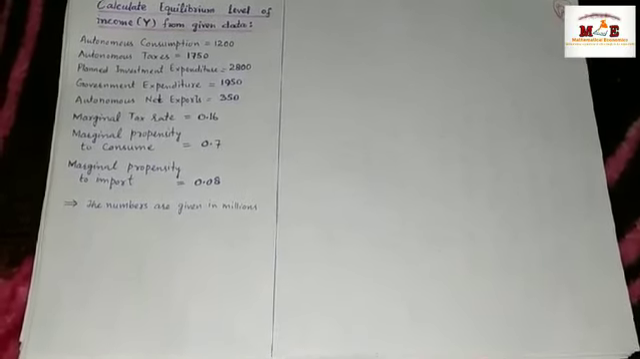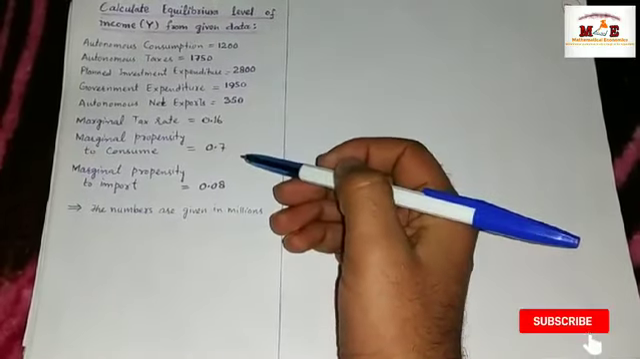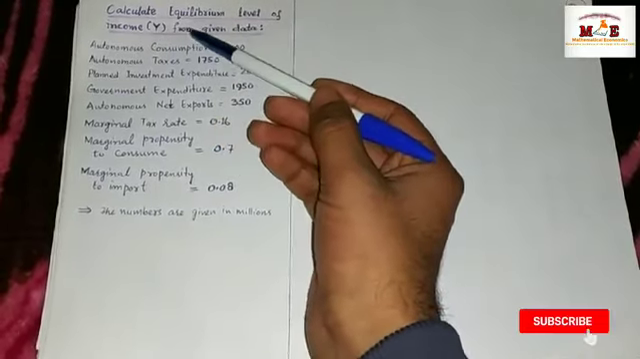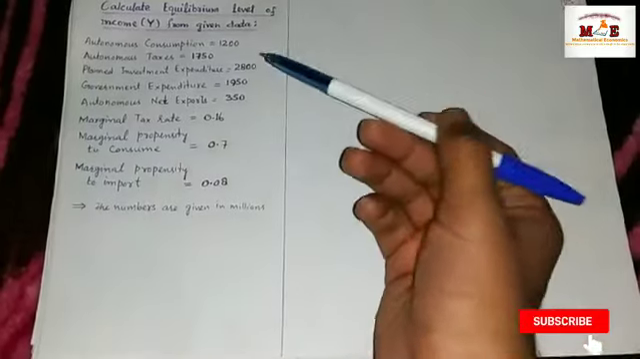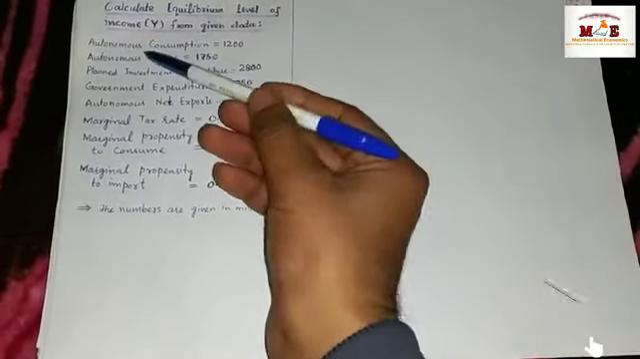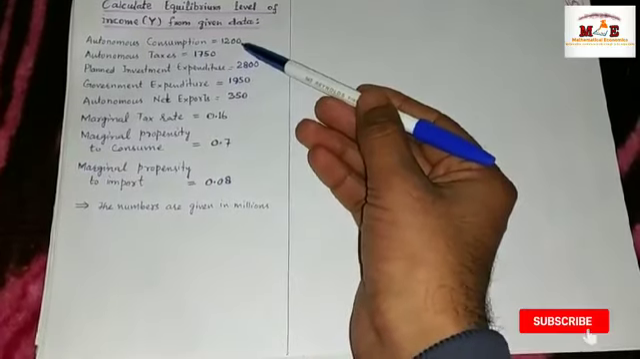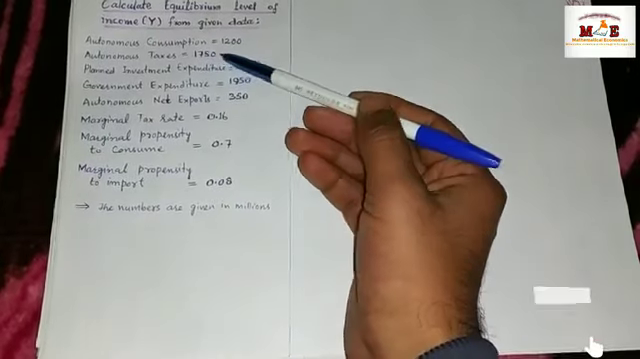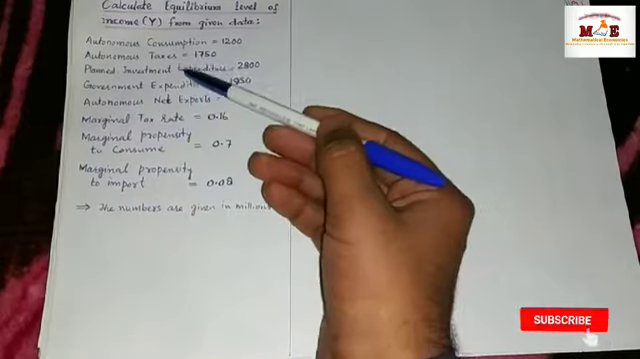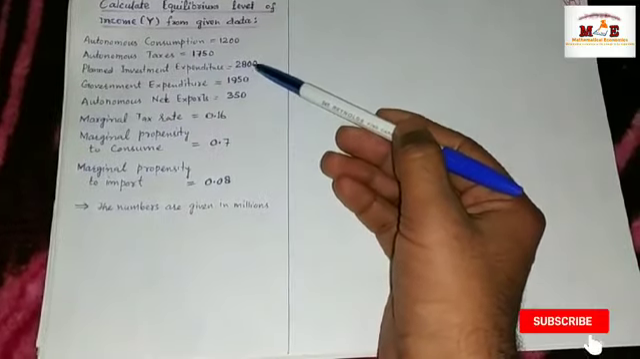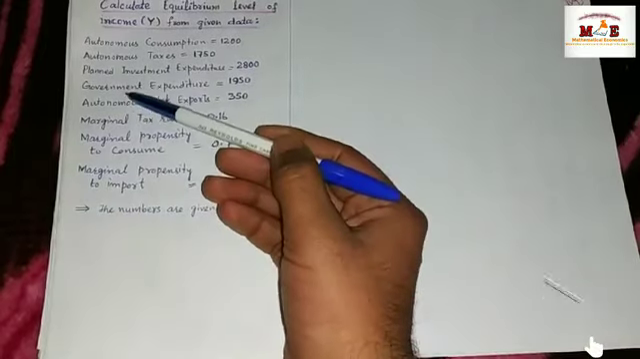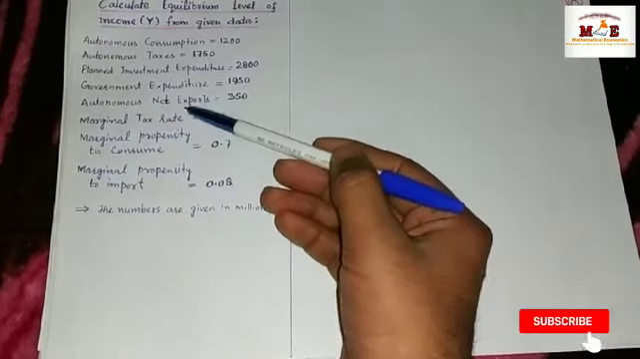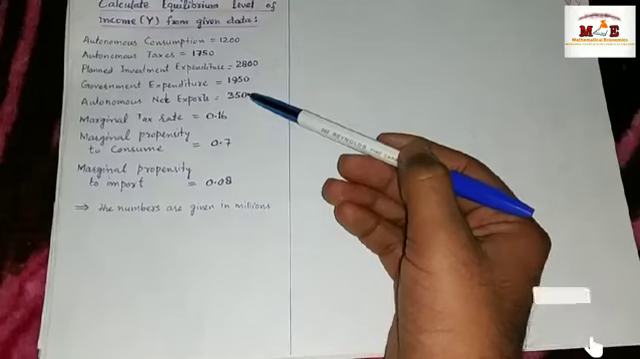Hello my curious friends. Today in this video we are going to learn about how to calculate the equilibrium level of national income from the given data. The data is given as autonomous consumption equal to 1200, autonomous taxes equal to 1750, whereas the planned investment expenditure is equal to 2800, and government expenditure is equal to 1950. Autonomous net export is equal to 350.